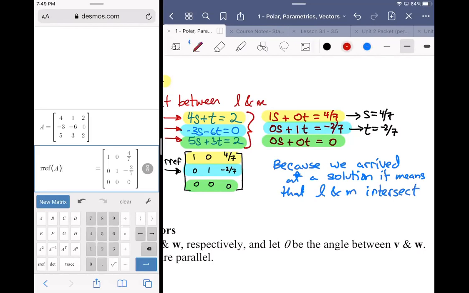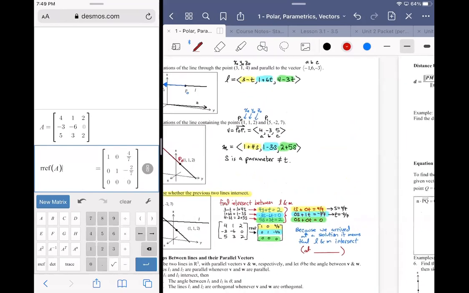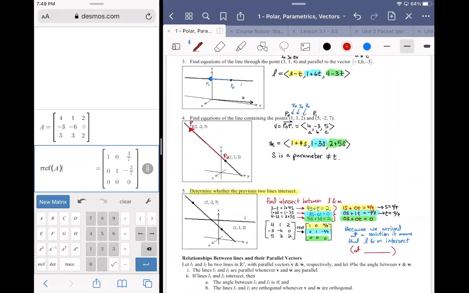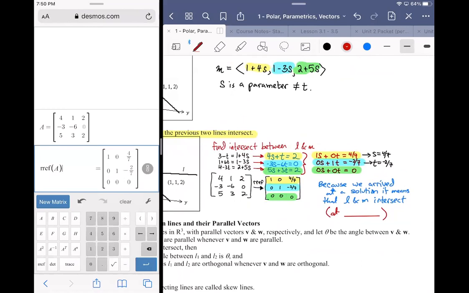But I would want to know at what set of coordinates, right? So a couple of ways you can handle that. One way would be the old-fashioned way. Take your t value, plug it in for t, take your s value, plug it in for s, and then go from there. It doesn't matter which one you use. I'll just plug in the s for the s because at least it's got a positive value there.